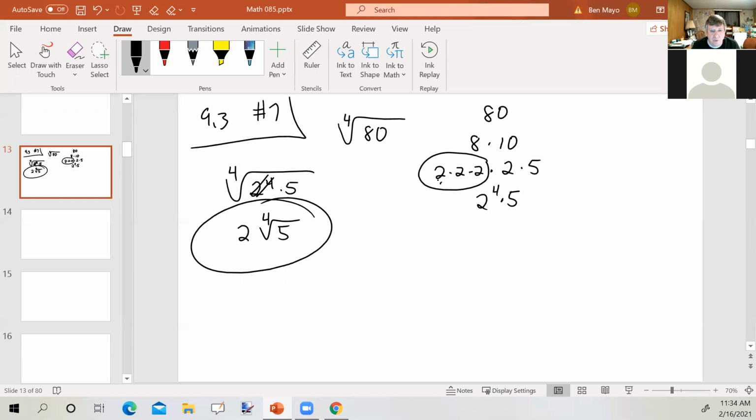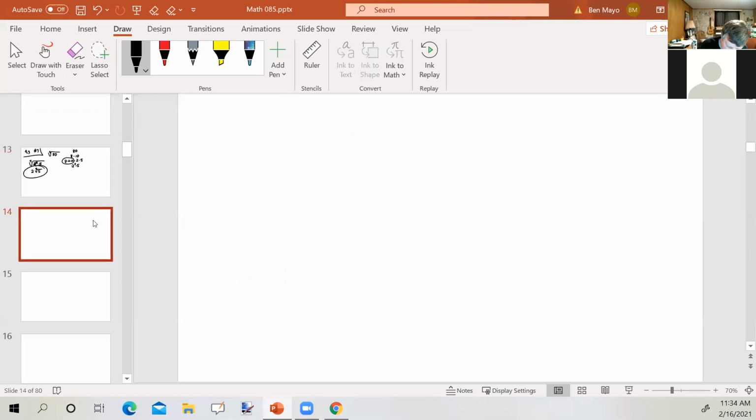All right. Any other questions you want to look at? Okay, then we'll go on to section 9.4. So in 9.4, we're going to look at multiplying and dividing radical expressions, and also something called rationalizing the denominator, and we'll get to there eventually.